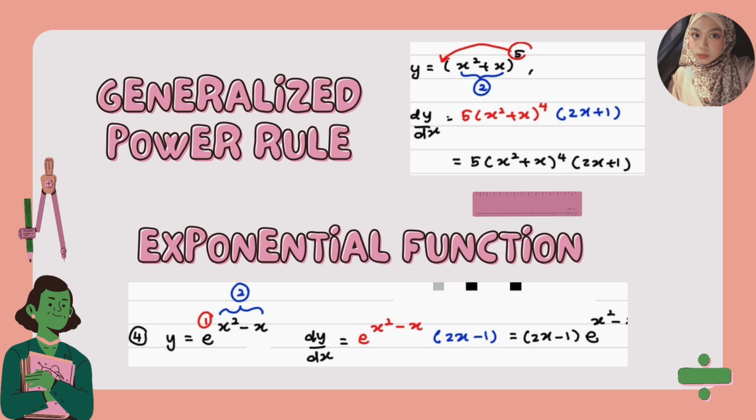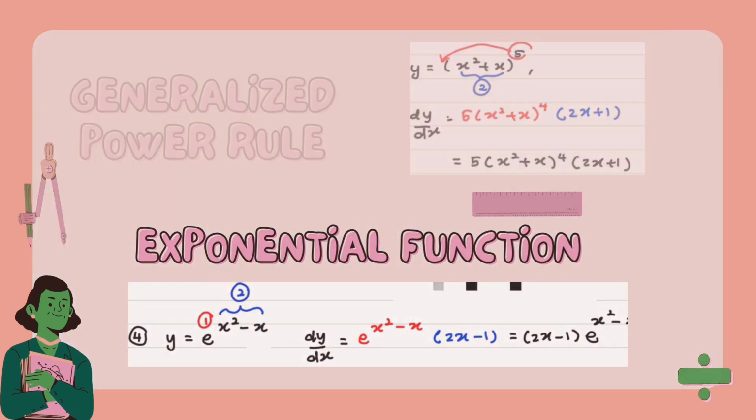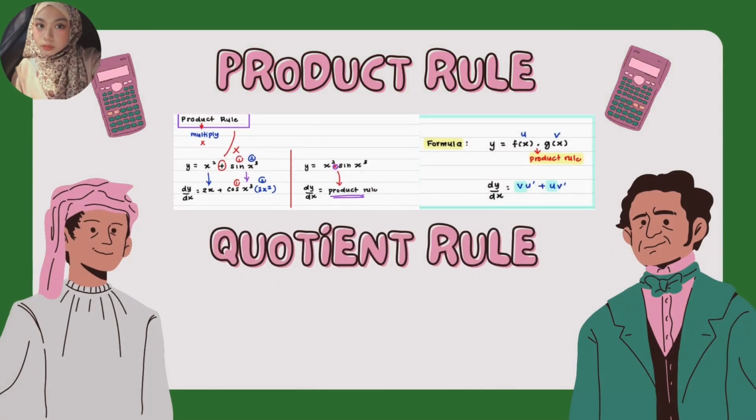So, for the explanation, we can see here, y is equal to e to the power of (x squared minus x). So, dy over dx is equal to e to the power of (x squared minus x) multiplied by (2x minus 1), which equals (2x minus 1) e to the power of (x squared minus x). And just remember, when differentiating an exponential, don't forget to multiply by the derivative of the power if it is more than just an x. Next, let's talk about product rule and quotient rule.